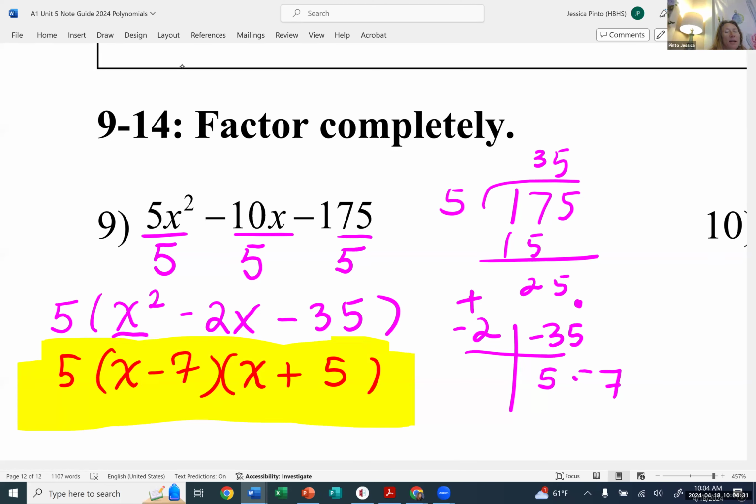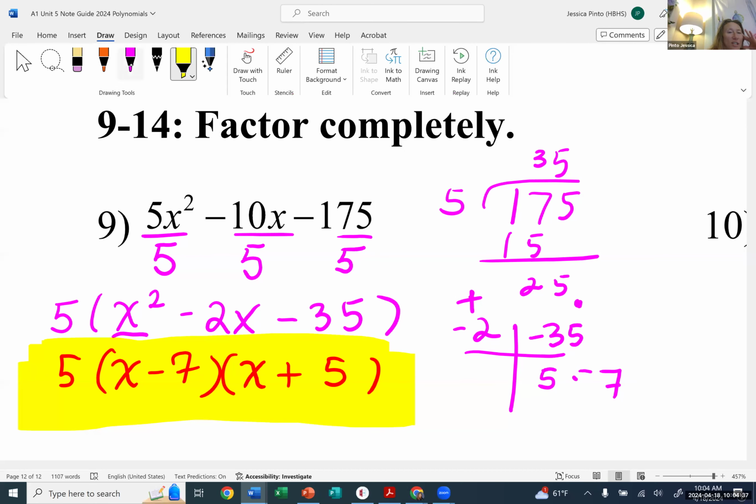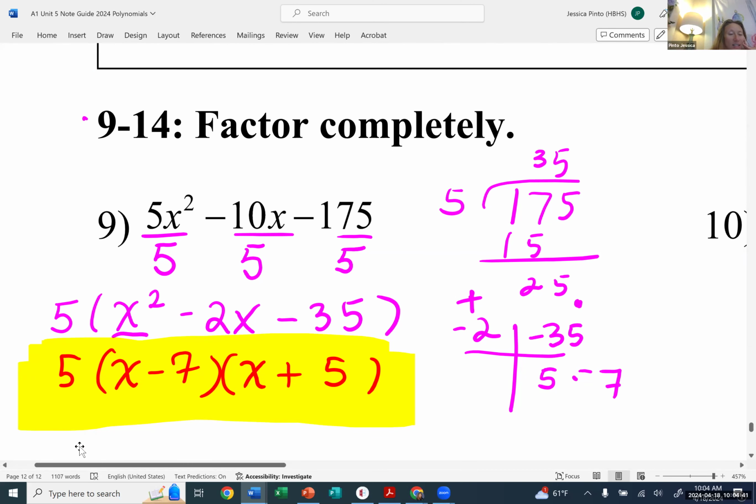Now this one started with the lead coefficient, but then it bounced back to a traditional factoring method. So that's kind of nice. Let's take a look at our next problem, number 10. Questions on number 9 before we move on?